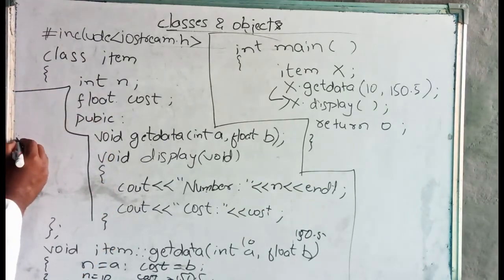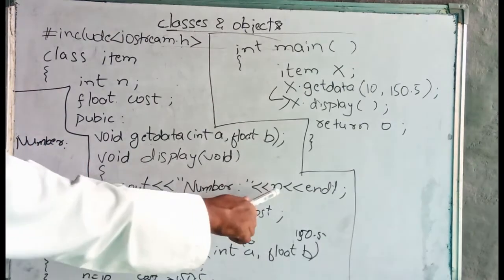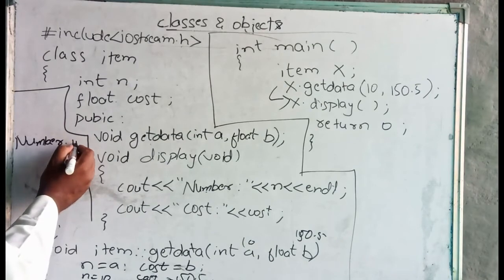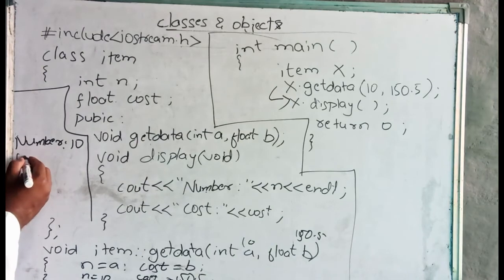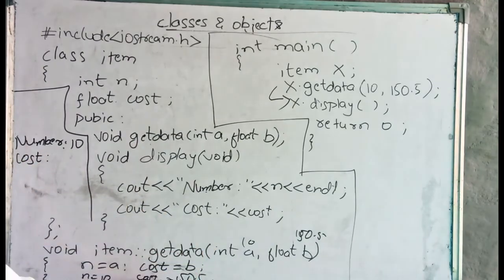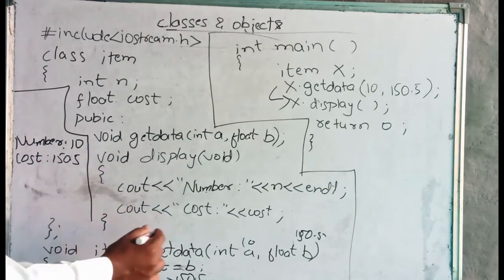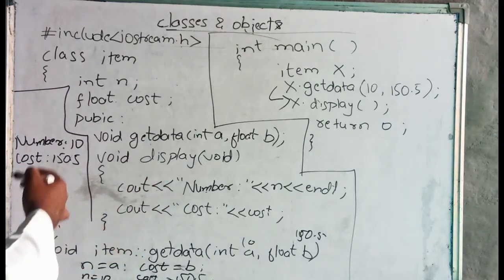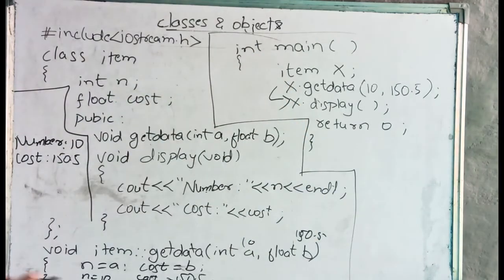What will be the output here? Number colon, the n value will be displayed. n value is 10. Now it is 10. Next, it will execute this. Here what happens? Cost colon, what is the cost? 150.5. Once it executes all the statements, it will go to the main function again. Next, return 0, come out of the main function. Return 0 means all are executed successfully. Main program executed successfully. This is the output.